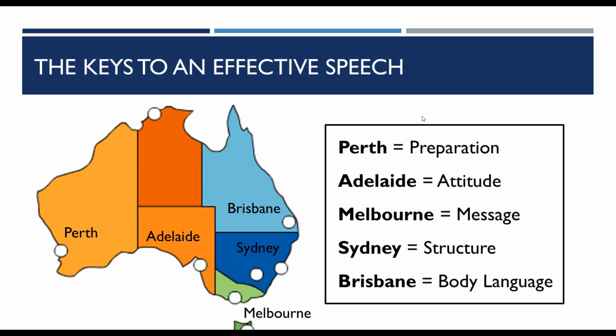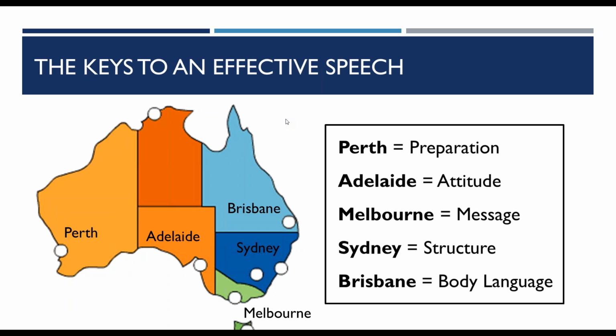Let me use the map of Australia as a mind map. And I'm West Australian, so I'm going to start with Perth and move over east and around and north as my mind map. So this presentation is the keys to an effective speech. So I'm now speaking for 45 minutes. I want to talk to you about the 5 keys to putting together an effective speech.